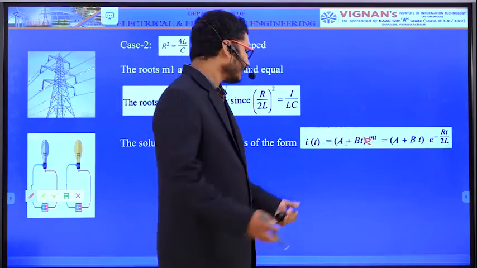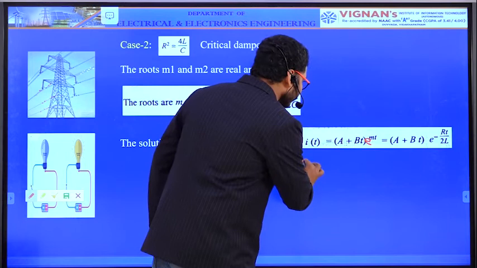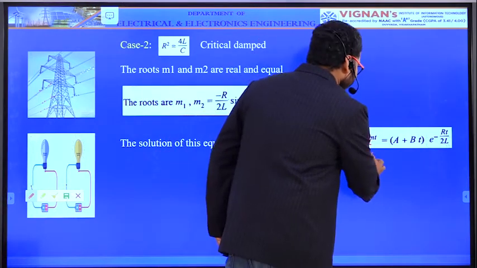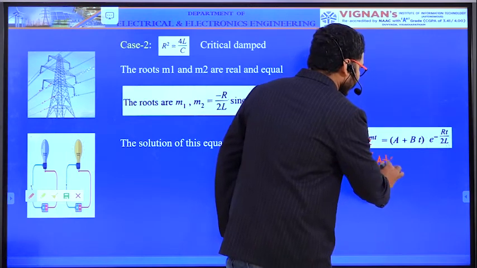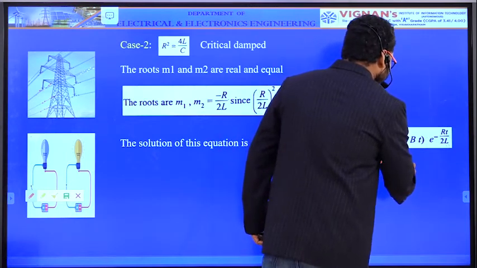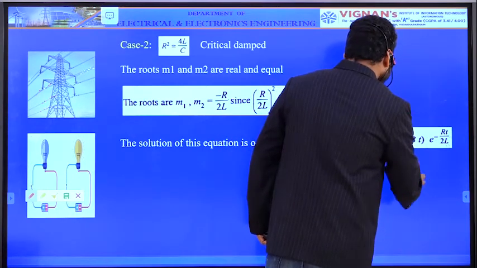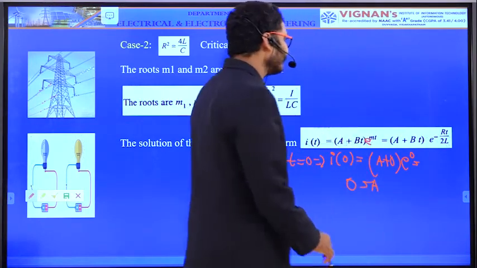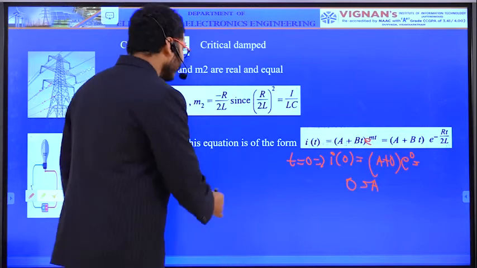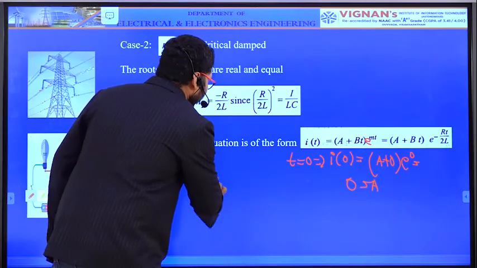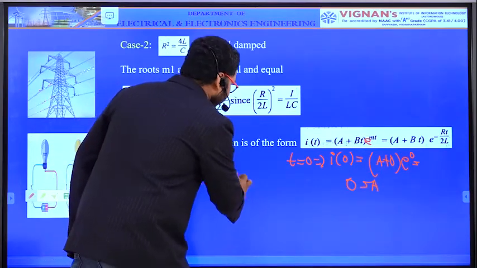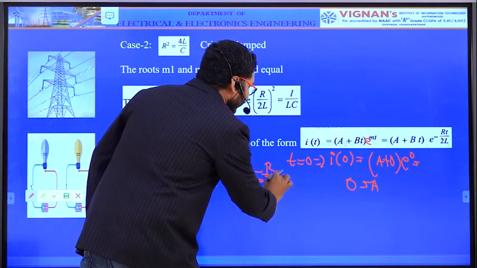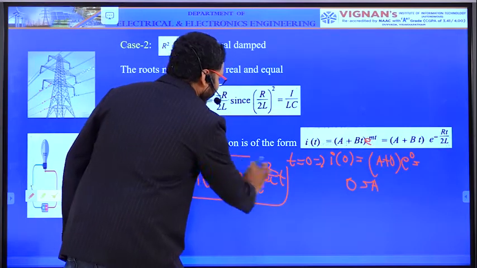Then substitute t equals 0. This is i of 0, it equals (a plus 0) into e to the power of 0. So it equals 0 into a, so a equals 0. After substituting a equals 0, what you will get? i of t equals b t e to the power of minus R by 2L t. This is the response.